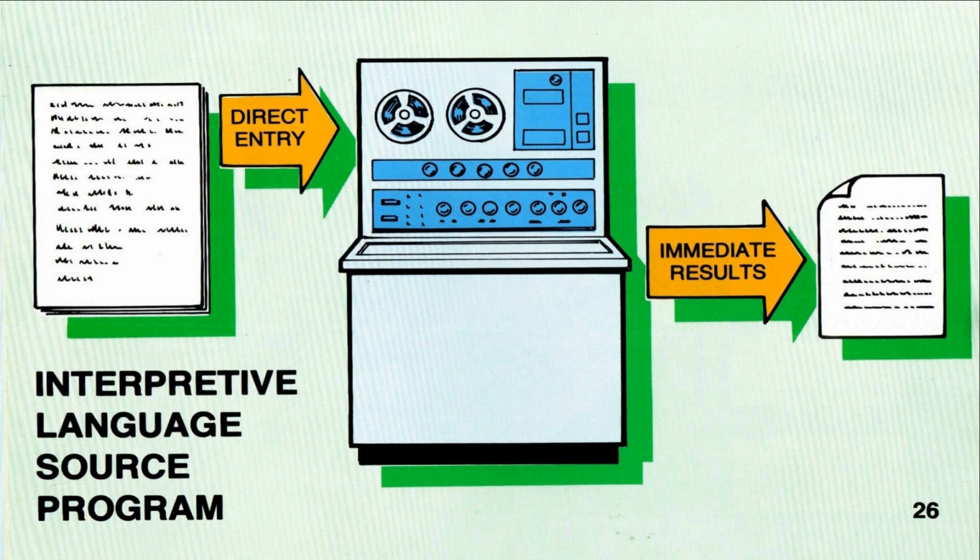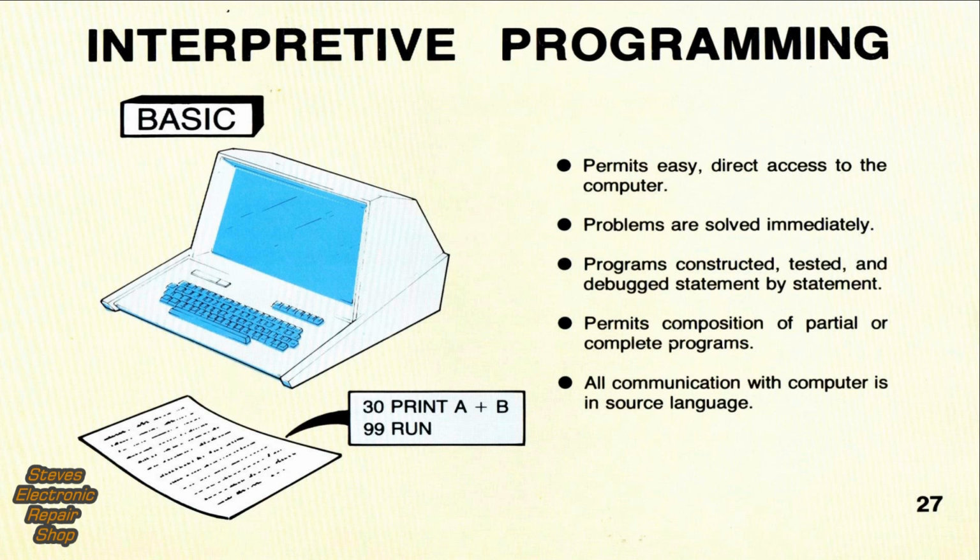Frame 26. With interpretive language, the source program can be loaded directly into the computer, and the computer produces immediate results. In interpretive programming, the input is usually the typewriter keyboard. Output is via video display, as shown on the left, or printed hard copy from the teletypewriter. The advantages of interpretive programming are shown on the right.